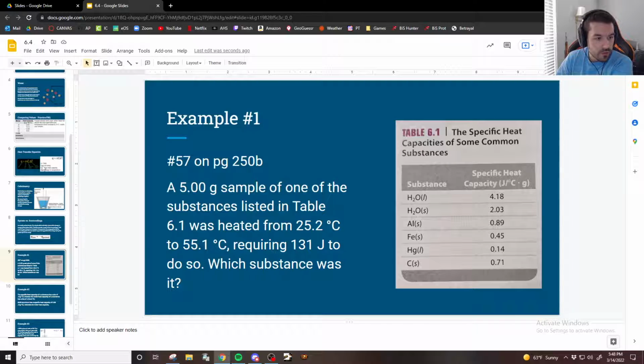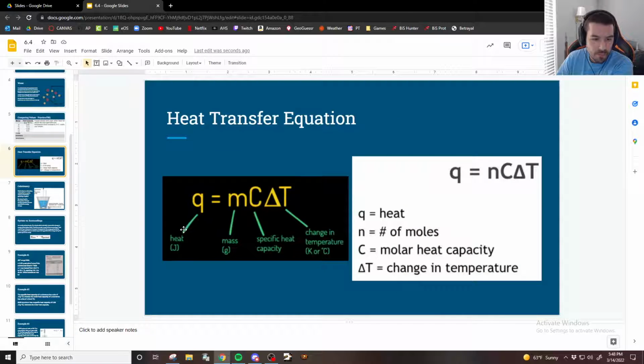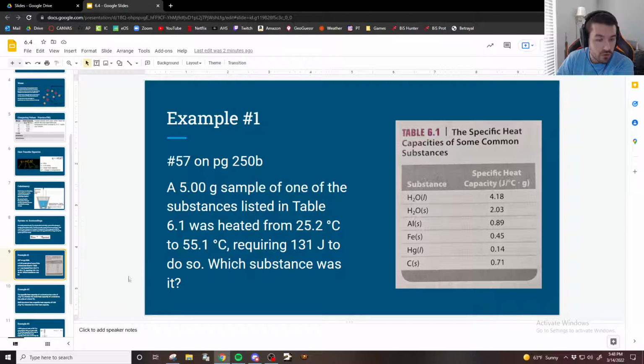So let's take a look at this equation again. If we know the heat that was used, we know the mass of the substance, and we know the temperature change, then we can solve for that missing variable, which is the heat capacity. So let's take a look. Do we know those things? I think we do.